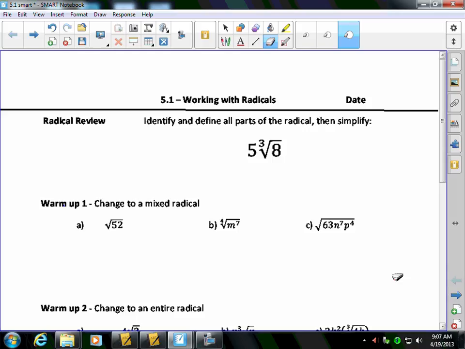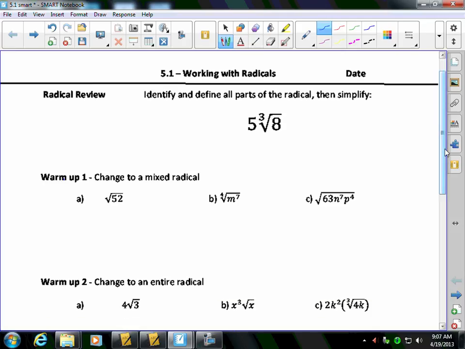First section here is just working with radicals. So like I said, it's just going to be reviewing a couple of things with the radicals. When you're working with a radical, just like when you're working with division, you have the quotient and the dividend and things like that. With radicals, the different parts of it have different names.